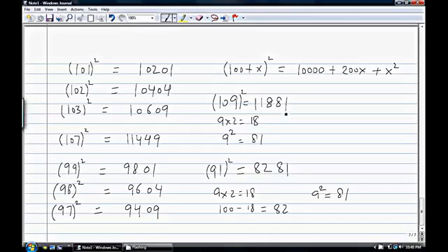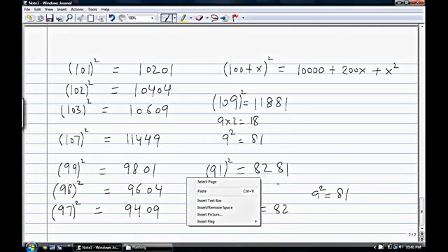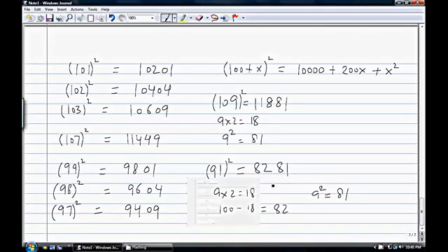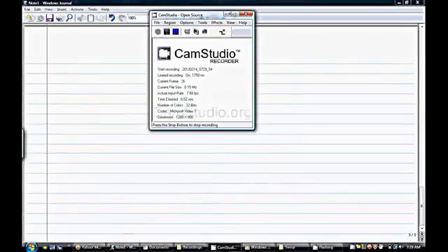So you see that the last two digits are always the same, but in this case we are adding 18 to the 100, and here we are subtracting 18 from the 100. So that concludes this.